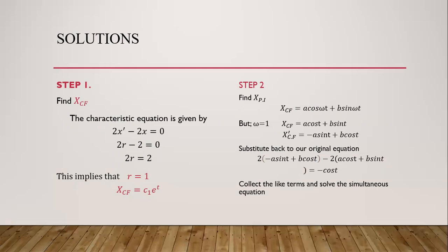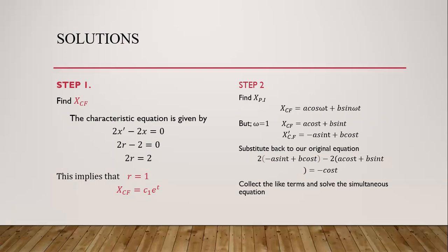And then when we equate, we take negative 2 to the other side of the equation, we have 2r equals 2. That means our r will be 1. Our r will be 1. So our complementary function will be given by x equals x_cf equals c1 e^t.